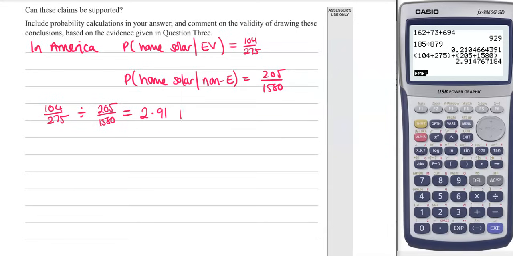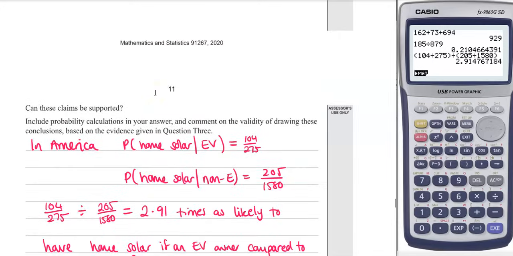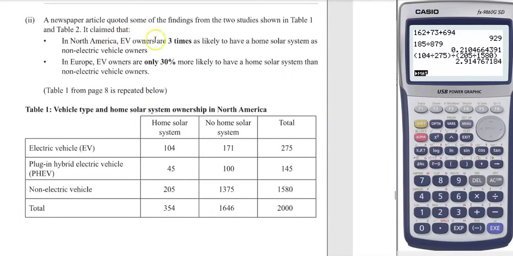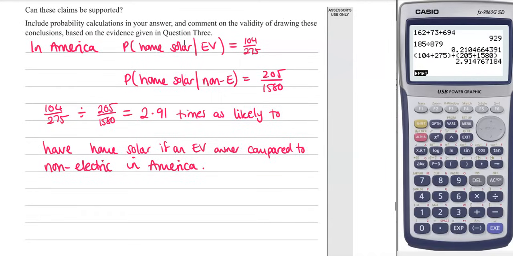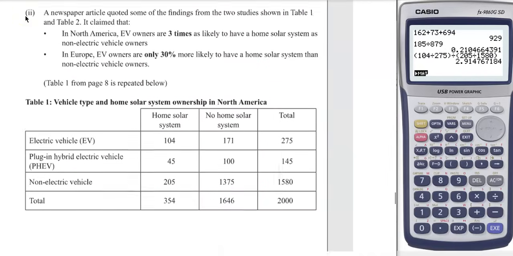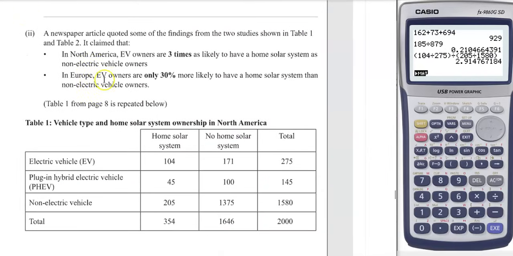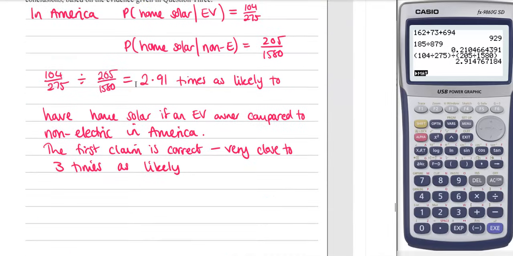And I'll just put the words that go with that. So 2.9 times as likely. This value here is nearly 3 times bigger than that one. Okay, so let's check what that claim was. In North America, they're 3 times as likely. Yep, that claim stands. It's very close to 3. Now let's look at the other claim. That was that in Europe, EV owners are only 30% more likely to have a home solar system than non-electric vehicle owners. So let's do the same things that we just did here, but for Europe.